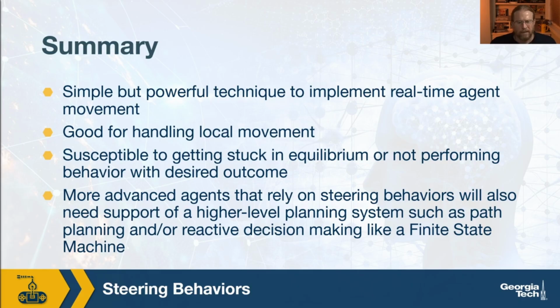And more advanced agents that rely on steering behaviors will also need the support of a higher level planning system. So really, you can only get so far with steering behaviors. You often will need to couple your steering behaviors with something else, like a finite state machine, perhaps. And so that is the direction we'll be going. We'll need that sort of reactive decision making coupled with the steering behaviors, and then probably also leveraging the path planning strategies that we've already looked at.